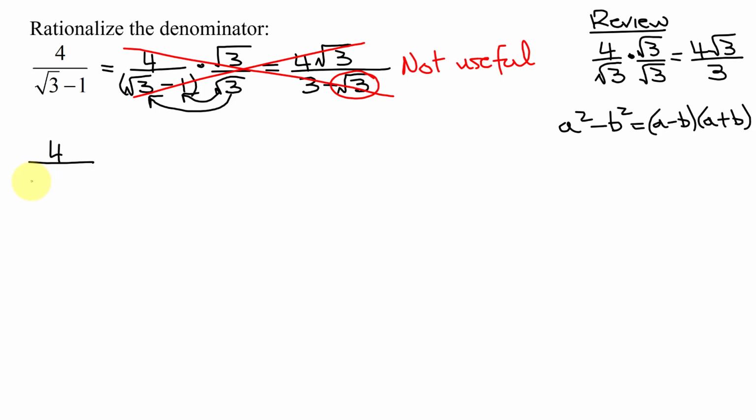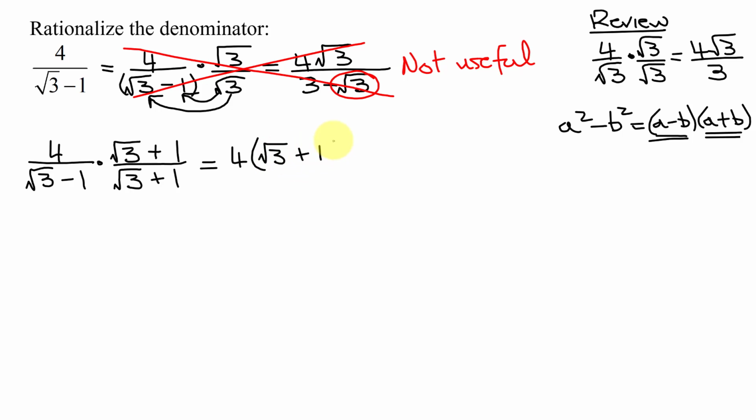I'm going to take 4 divided by the square root of 3 minus 1. These two expressions here are called conjugates. And I'm going to multiply numerator and denominator by the conjugate of this denominator. So it's the same two numbers, the square root of 3 and 1, with the opposite sign between them. If I multiply the numerator by that, I must multiply the denominator by that, because all I'm really multiplying by is 1. So my numerator, I'm going to have 4 times the square root of 3 plus 1.